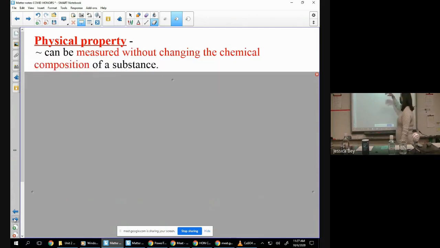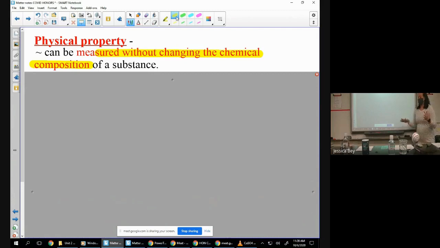And again, I would just write the green. They can be measured without changing the chemical composition of a substance. So we're talking about what it looks like, what it smells like, its mass, its volume, things like that. Good.